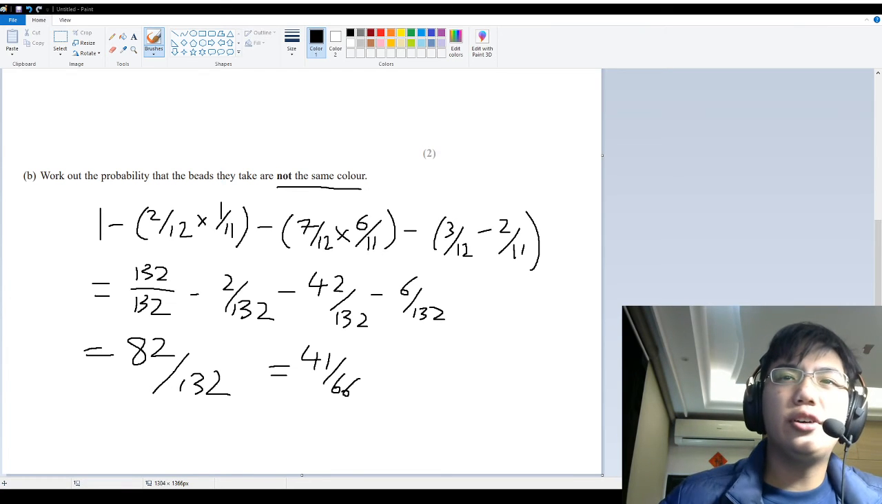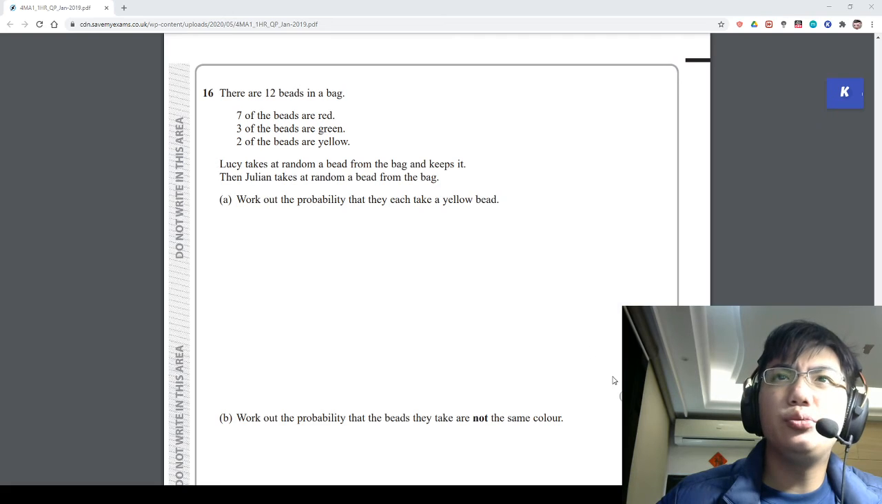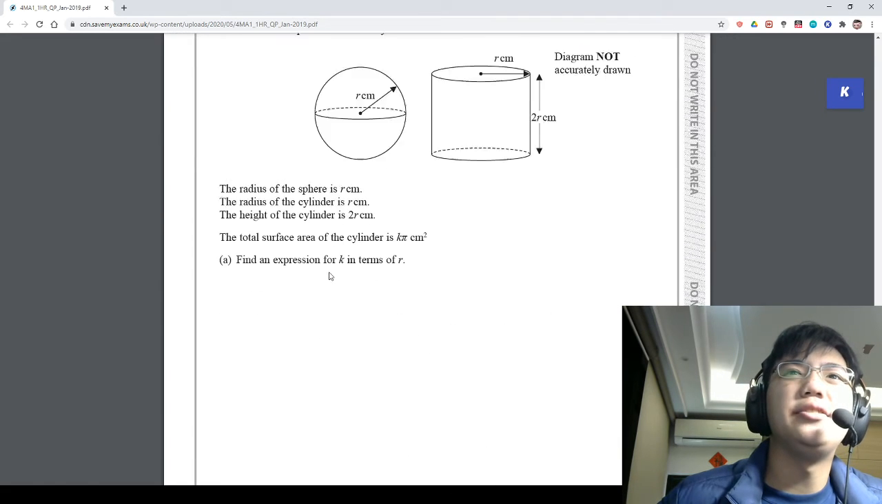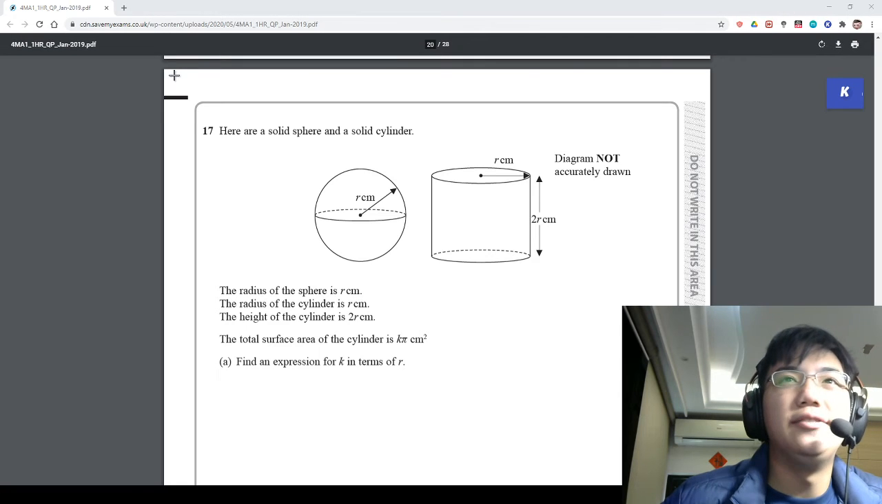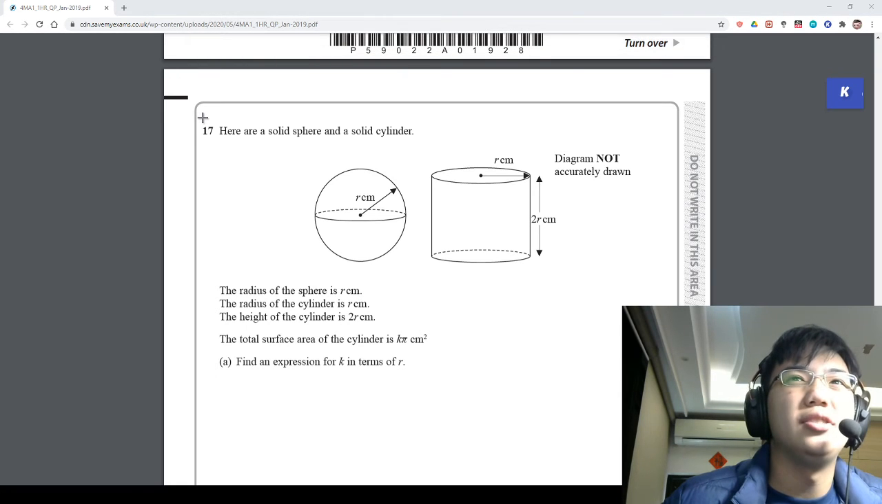So after we figured out question 16, we can move to question 17, where we have a solid sphere and a solid cylinder. They really love to ask this kind of question apparently. I've seen a lot of variations on this question.